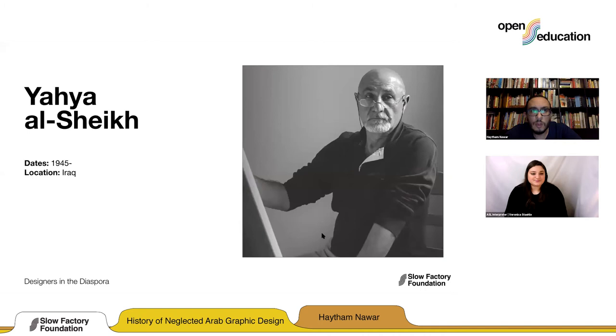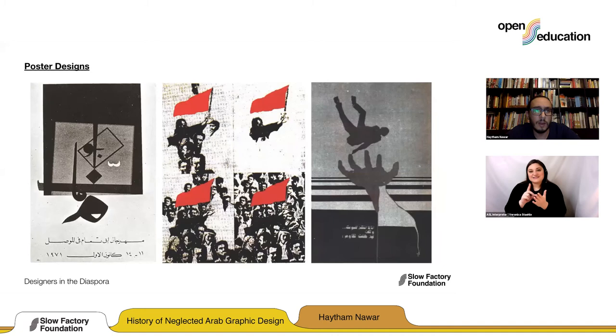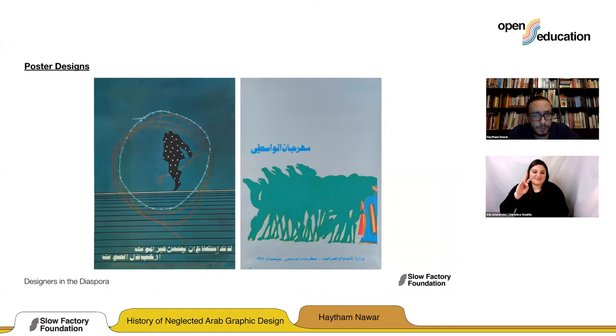Same generation, Yahya Sheikh, who is at the moment in Trondheim in Norway. And he's also a beautiful artist and designer and educator as well. That's some of his early designs in Iraq. That's for the Palestinian cause. Again, Abi Tamam festival in Mosul in Iraq in 1971. Al-Wasti festival again in Iraq in 1972, commissioned by the Information Ministry in Iraq.